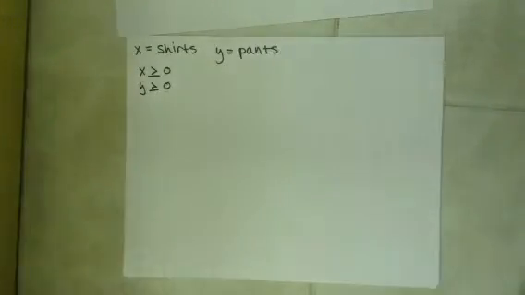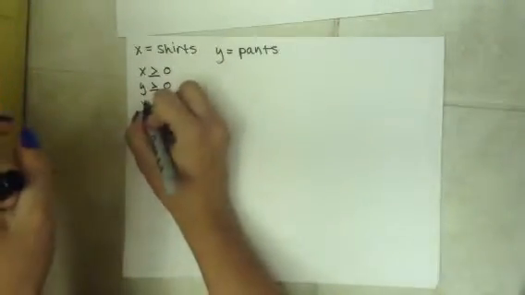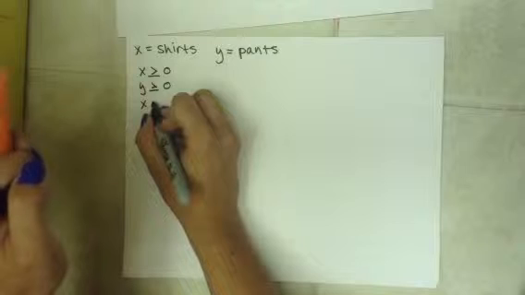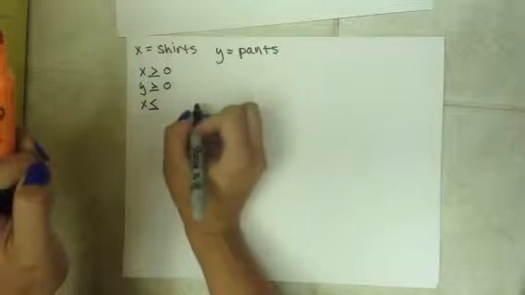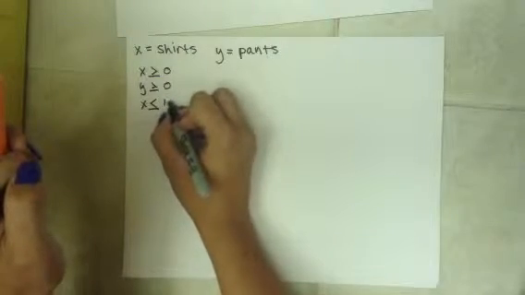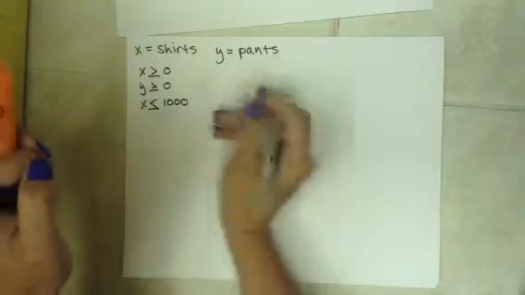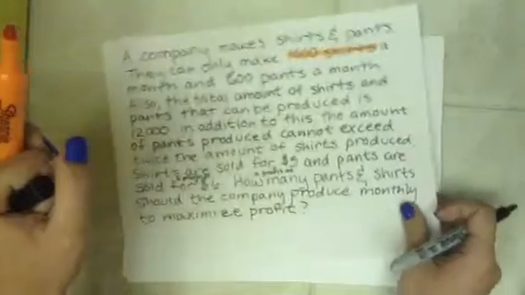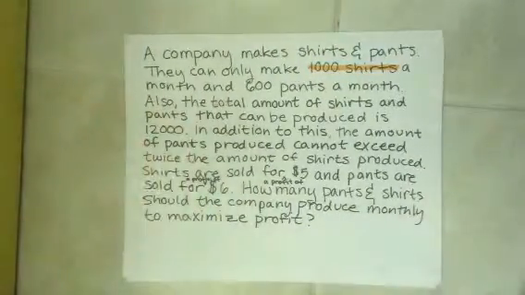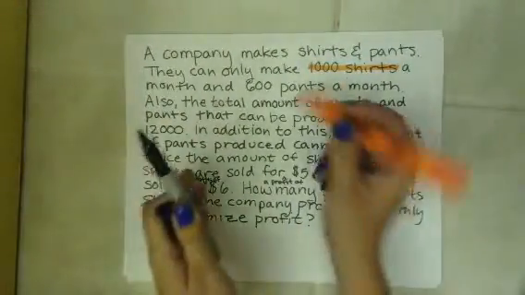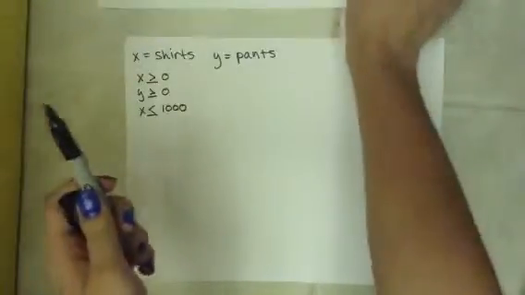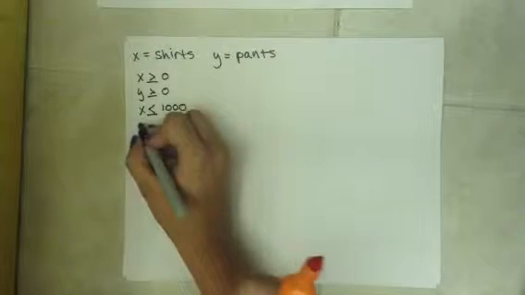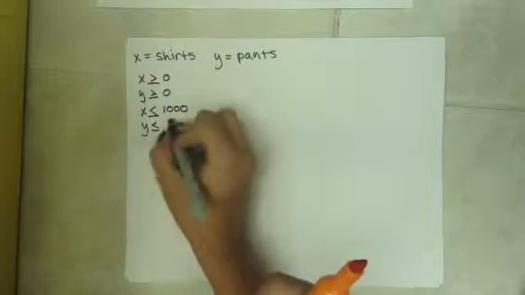So shirts is x, so we'd have x and then the maximum that they can produce, so they cannot exceed it, so they can only go less than or equal to 1,000 shirts. The next thing that we find is that they can only produce 600 pants a month. So this boundary would be defined as y is less than or equal to 600.